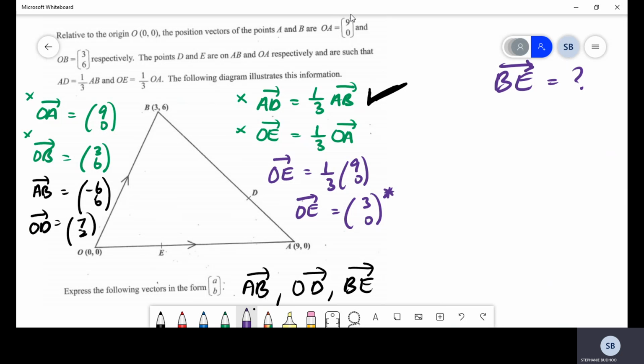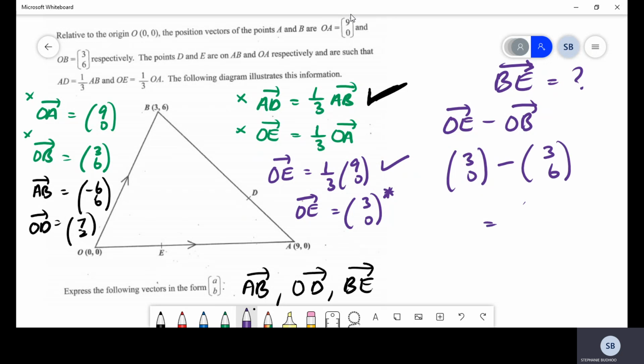Using a vector rule, I will split this up into OE, subtract OB, and that gives us (3, 0) from what we just worked out here. Subtract OB was (3, 6). And that gives us an answer of (0, -3). Very nice, very easy, very clean.